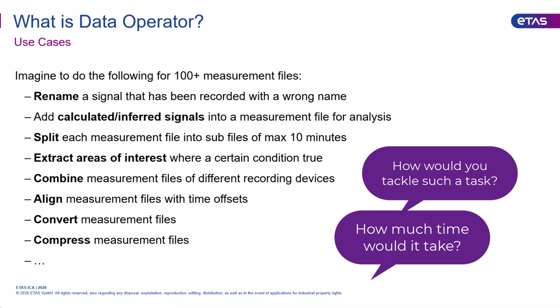Renaming a signal in these files because it has been misconfigured. Adding a calculated signal to directly analyze a relationship between signals. Splitting the measurement files into chunks of more manageable file size. Reducing the files only to areas of interest.